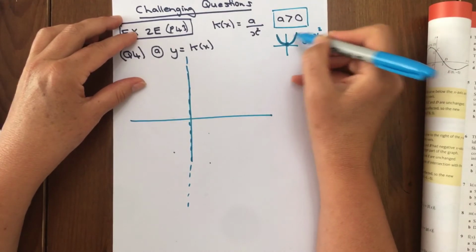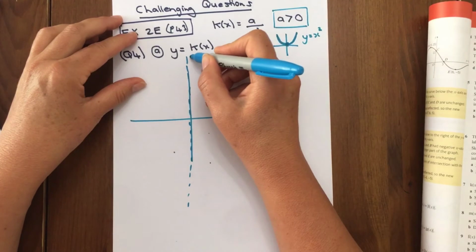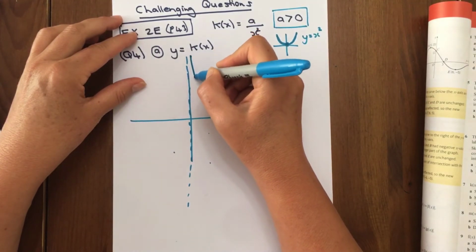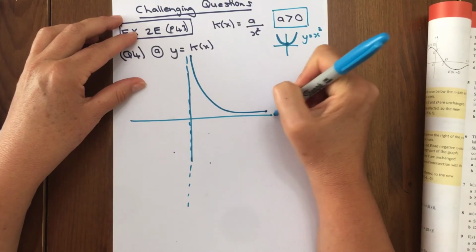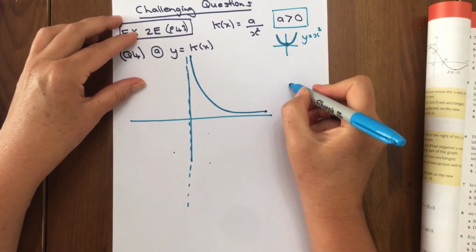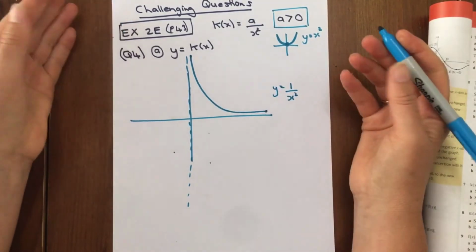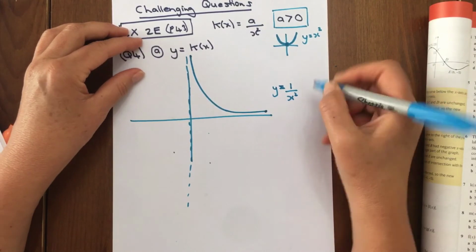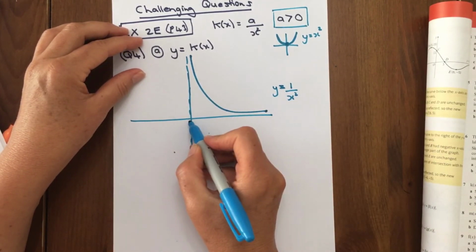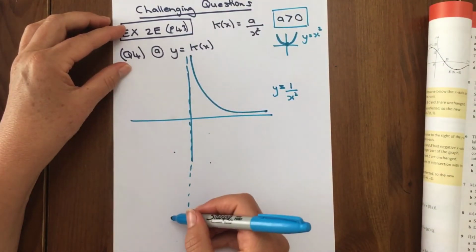And then 1 over these values, as these values get bigger, 1 over it will get smaller. So my graph is going to go like this. It will never reach 0 because 1 over x squared will never get to 0 for any value of x. And it's undefined for when x equals 0 because 1 over 0 is infinite. So this is why we've got an asymptote.